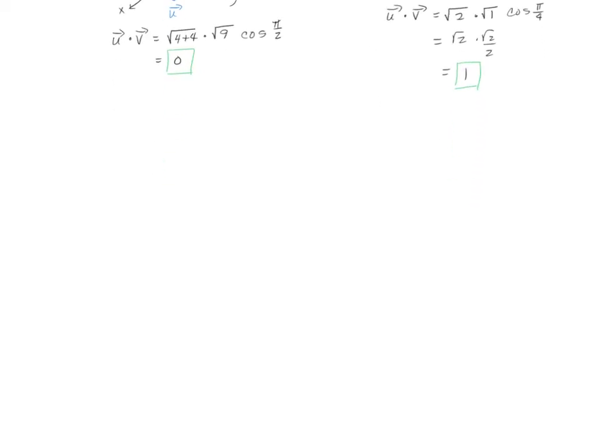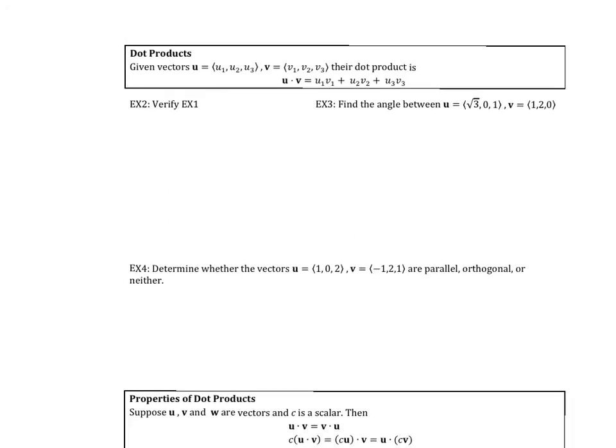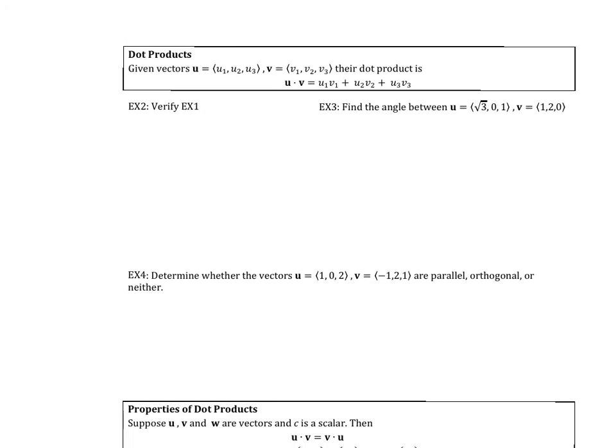Okay, so what we're going to do next is look at an easier way to compute dot products instead of actually needing to compute theta. Now, using the definition is fine if you already have theta, but if you don't have theta, it might be nicer to use this formula, and it's a very simple formula. It says if you have any vectors u and v, then their dot product is multiply component-wise, so u sub 1 times v sub 1 plus u sub 2 v sub 2 plus u sub 3 v sub 3. So multiply, add, multiply, add, multiply.